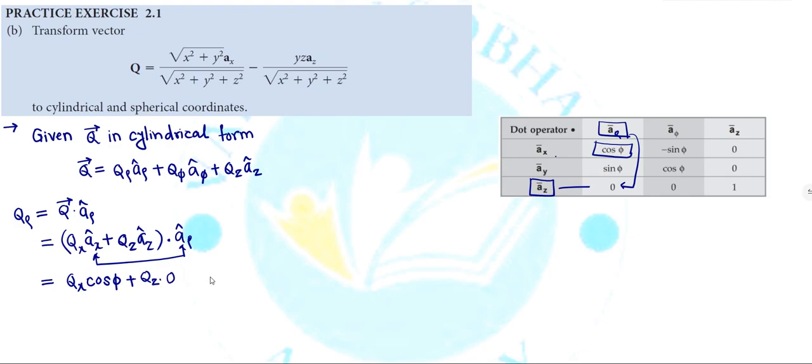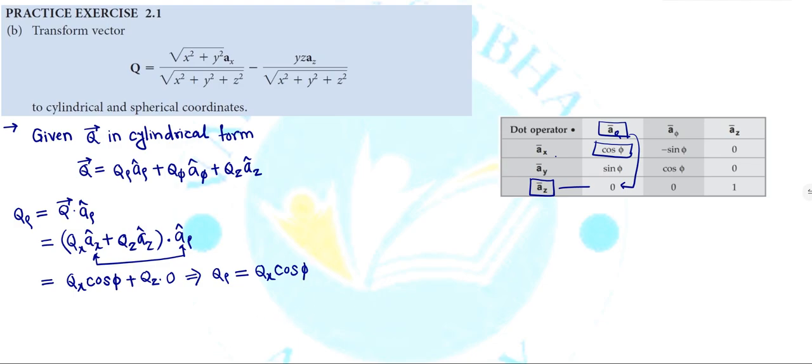Okay, so what is the ultimate value for your q rho? So q rho is equal to what we have. So qz dot 0 is equal to what? We have that to be 0. So we have this value to be qx cos of phi. Okay, so this is your q rho.